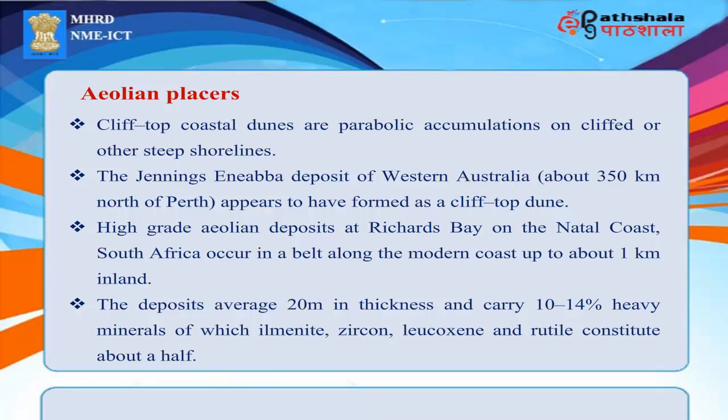High-grade Aeolian deposits at Richards Bay on the Natal coast, South Africa, occur in a belt along the modern coast up to about 1 km inland. These deposits average 20 meters in thickness and carry 10 to 14% heavy minerals, of which ilmenite, zircon, leucoxene, and rutile constitute about a half.